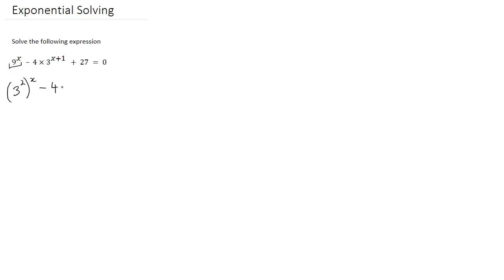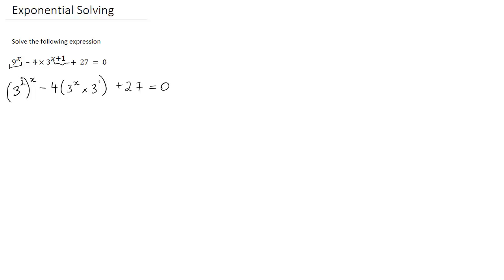And we'll just write everything else. We don't need a times in there. We can just use a bracket. 3x times by 3 to the power of 1. I'm actually just breaking down this x plus 1 plus 27 equals to 0.